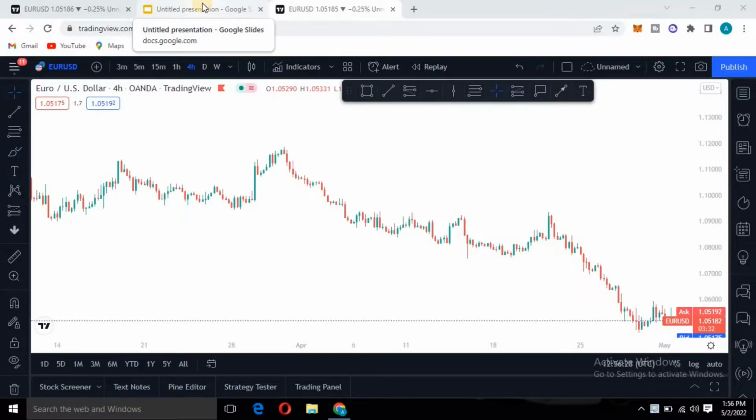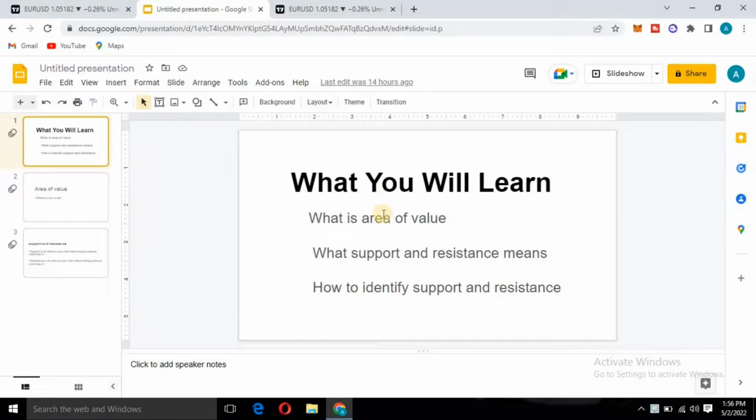So today, guys, I'm going to be walking you through a couple of things. Make sure you pay attention. Today we are going to be learning what is area of value. Secondly, what is support and resistance, what it means and how to identify support and resistance. I'm going to walk you through and show you the secret way you can identify support and resistance anytime you're analyzing the market.